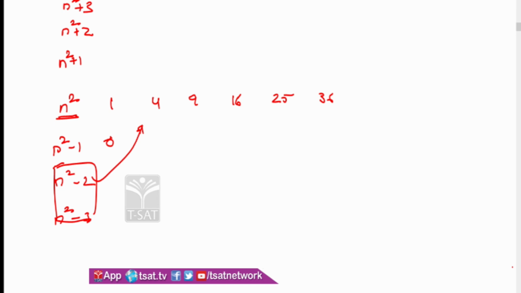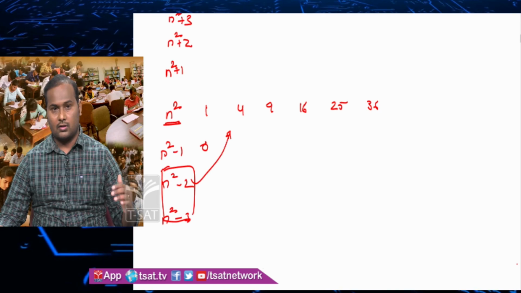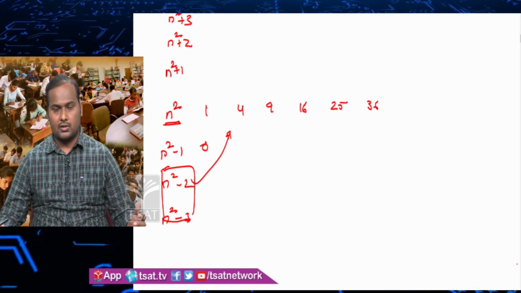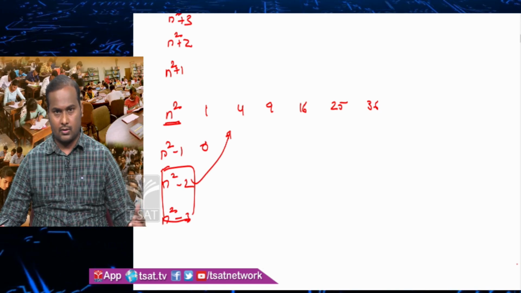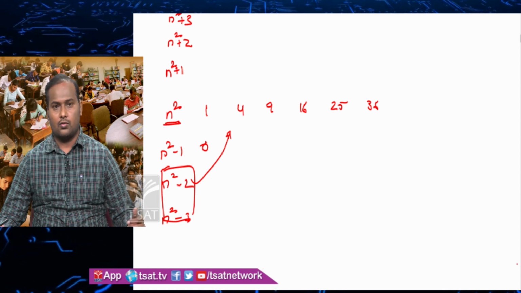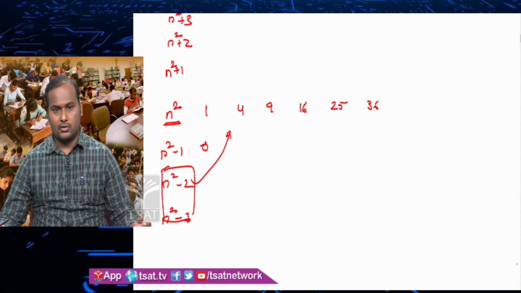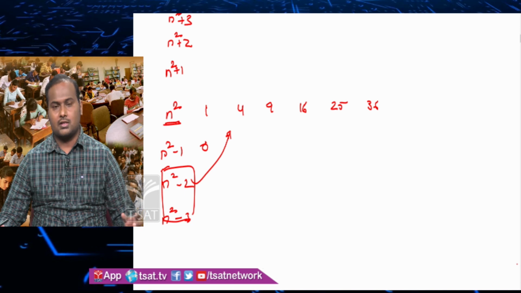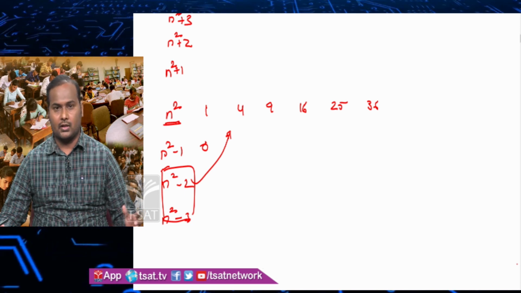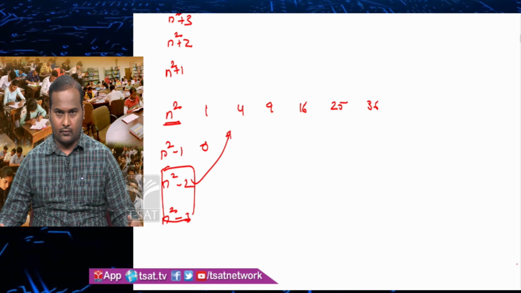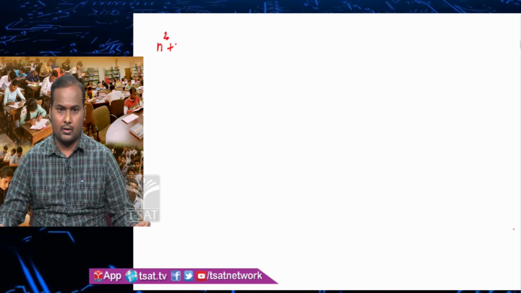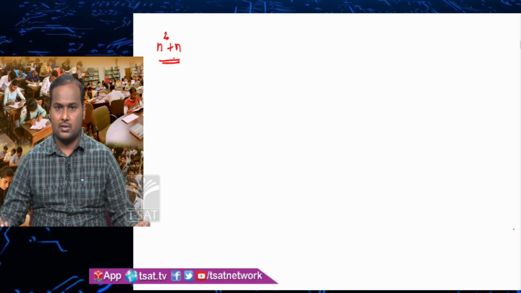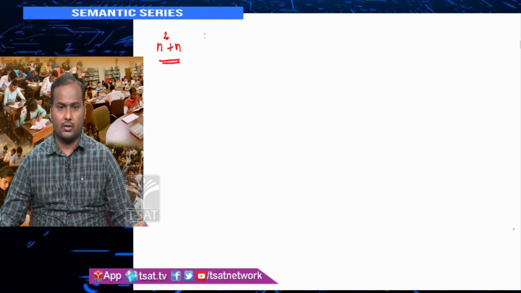So, one needs to make notes of all the squares, that is n square plus 1, n square plus 2 and n square plus 3. In the same way, you make the notes of n square minus 1, n square minus 2 and n square minus 3, and just keep it in mind. So, whenever you see it in the examination, you will get the answer very fast. N square plus n, this is very, very important in the examination. The n square plus n pattern is very, very important.